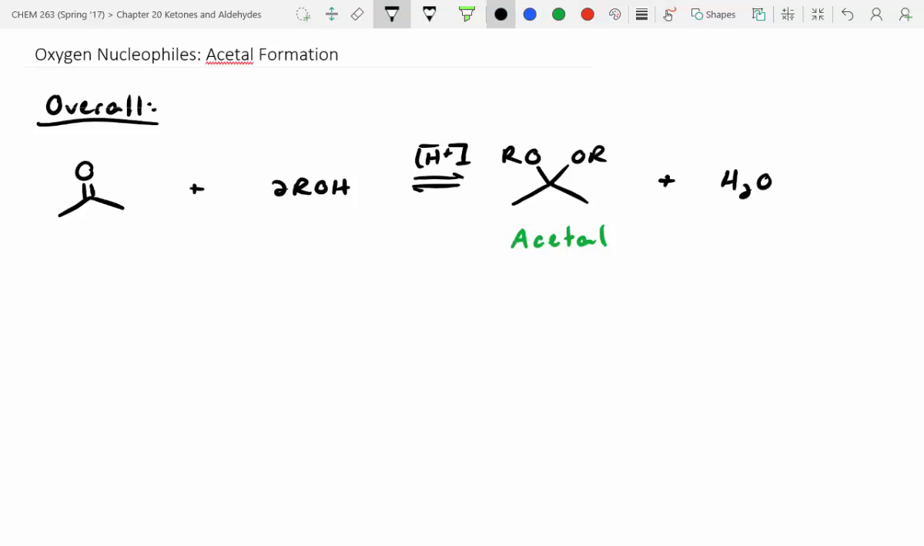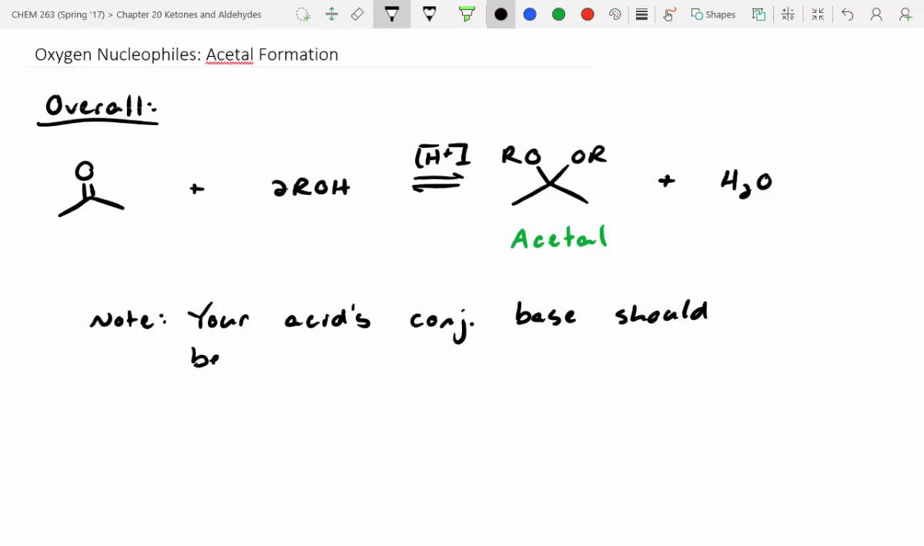One key thing that I did want to point out is the acid source. Your acid's conjugate base should be non-nucleophilic. So what's a good example of an acid where the conjugate base is non-nucleophilic? Yeah, sulfuric acid, we saw that on the pod. What's another one? H3PO4. Yeah, phosphoric acid. So sulfuric acid, phosphoric acid, or tosylic acid are usually the most common.